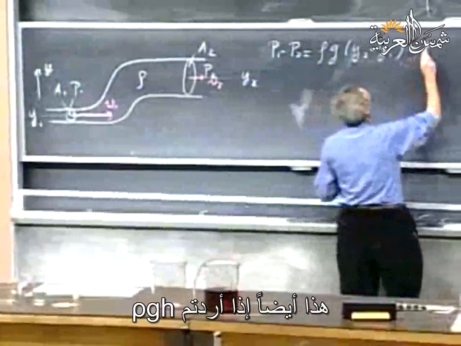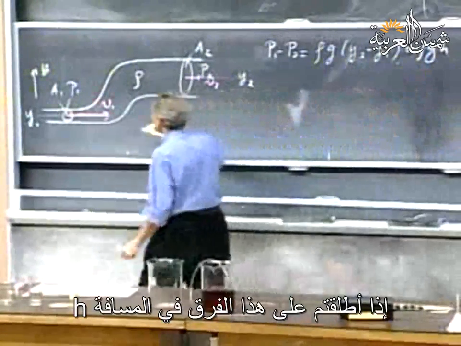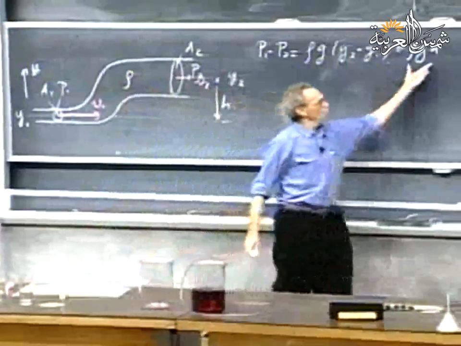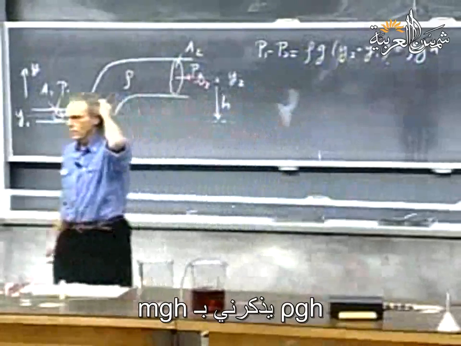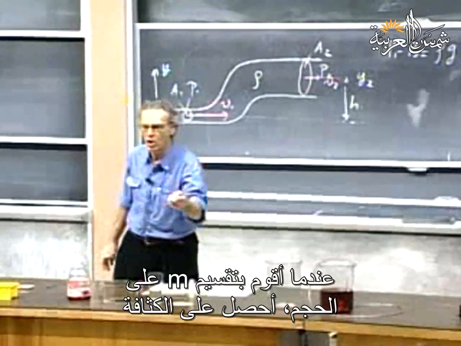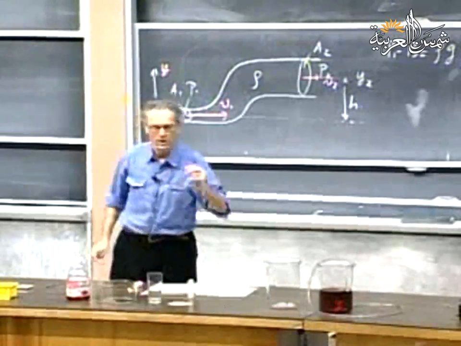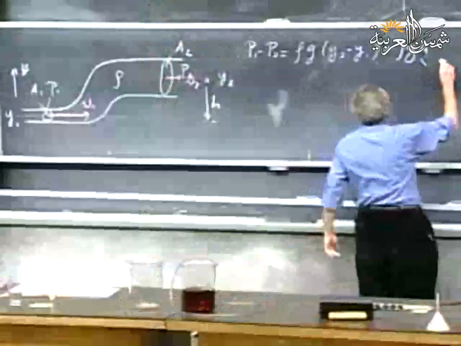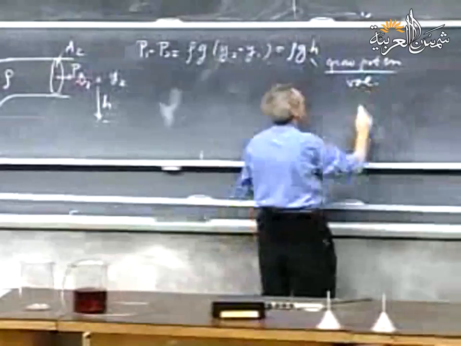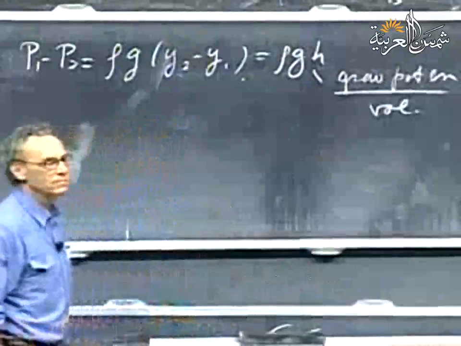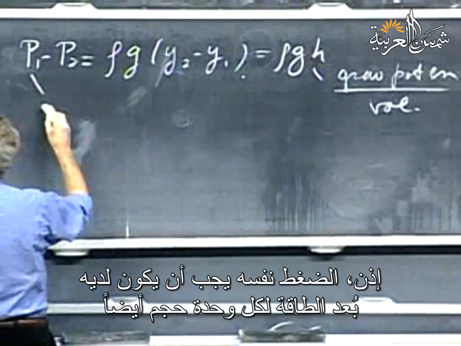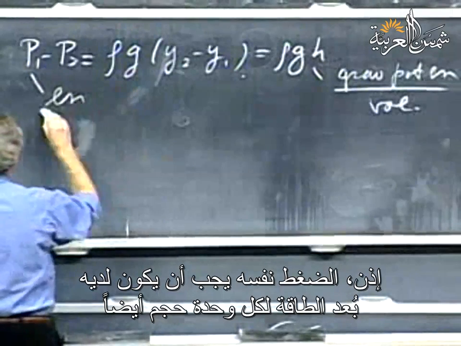This is also, if you want to, rho gh, if you call this distance h. Rho gh reminds me of mgh. Mgh is gravitational potential energy. When I divide m by volume, I get density. So this is really a term which is gravitational potential energy per unit volume. That makes the m divided by volume become density. Therefore, pressure itself must also have the dimension of energy per unit volume.